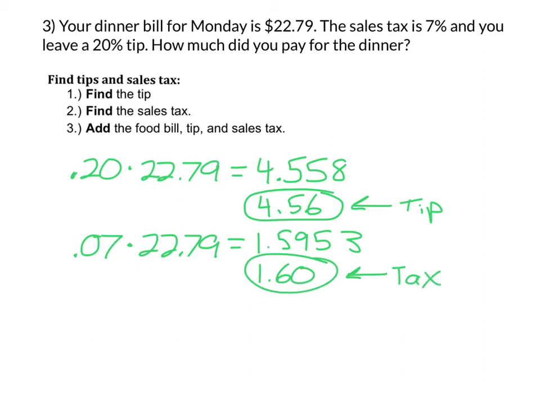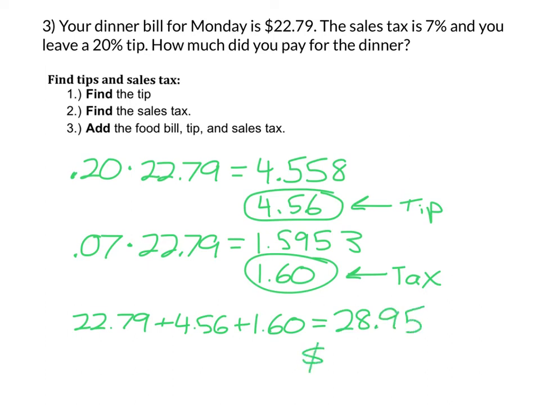So now to find the total amount, step 3 here, we're going to add the bill, the tip, and the sales tax all together, and that's how much money we're going to spend total. So 22.79 plus 4.56 plus 1.60. Now, once we add up those three amounts, we get $28.95. So $28.95 is the total amount that we spent on dinner on Monday.